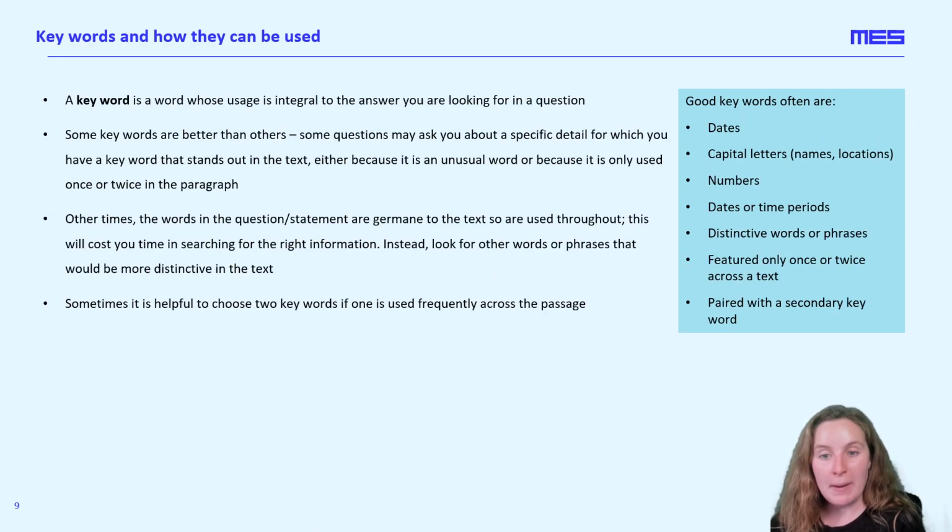So I've mentioned a little bit about keywords. A keyword is a word whose usage is integral, so essential, important, crucial, for the answer you are looking for in a question.